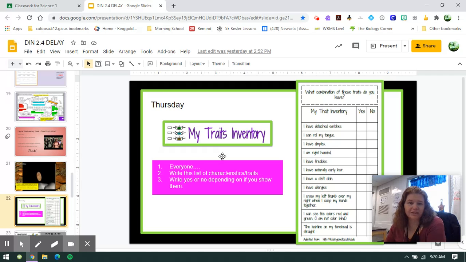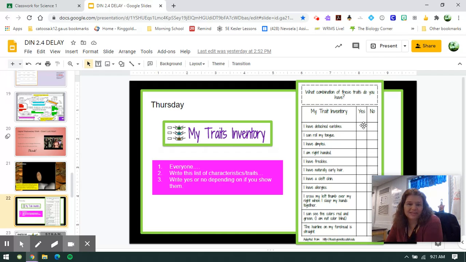It's a simple My Traits inventory. Just make a list of all these traits here in this chart, and then just simply say yes or no. If you need to do some research about what a detached earlobe is, go ahead and research that. Rolling your tongue, dimples, and the one down here that says, I cross my left thumb over my right thumb when I clasp my hands together, you simply take your hands and clasp them. Which thumb is on top? Is it your right or your left? So go ahead and look at that. Just simply say yes or no.